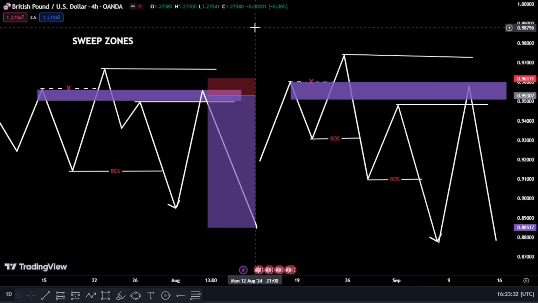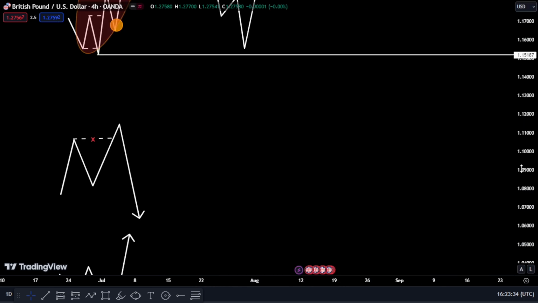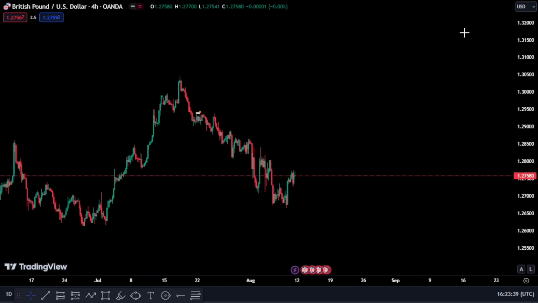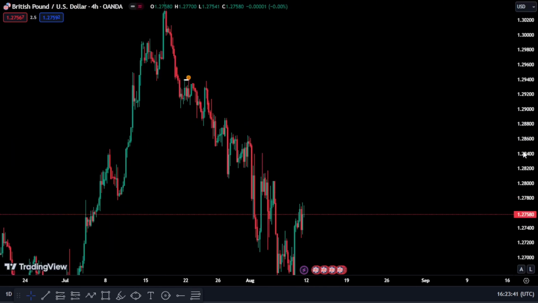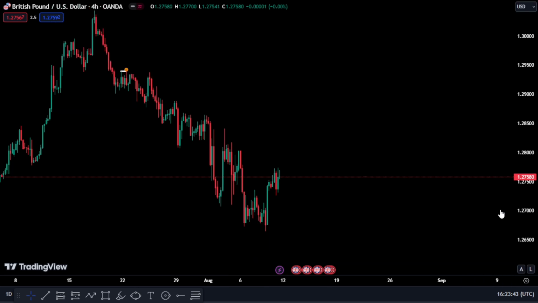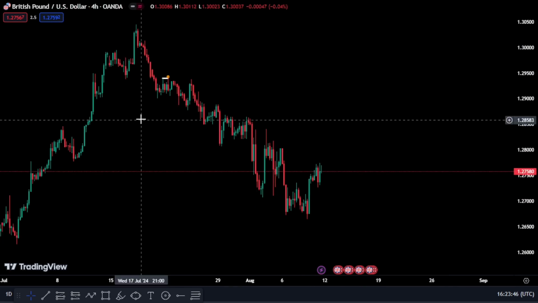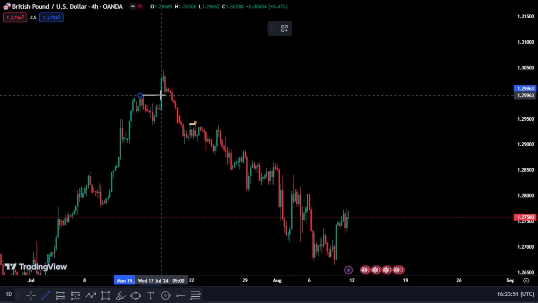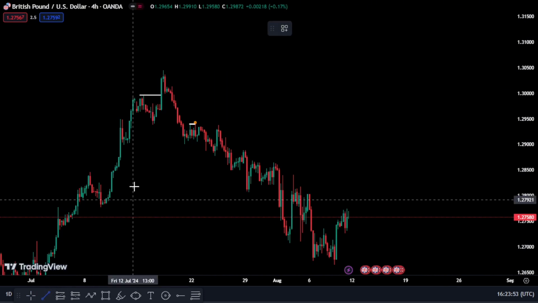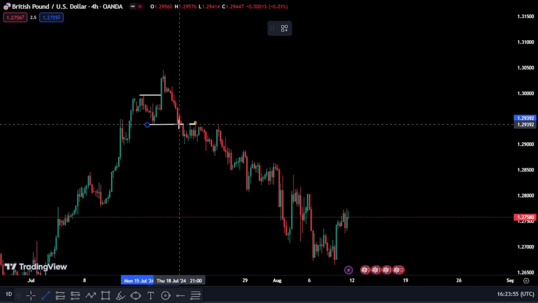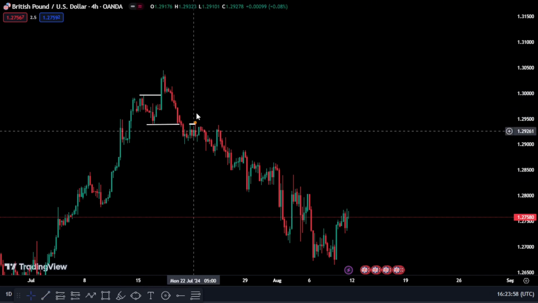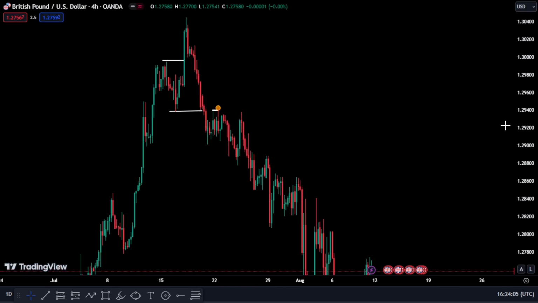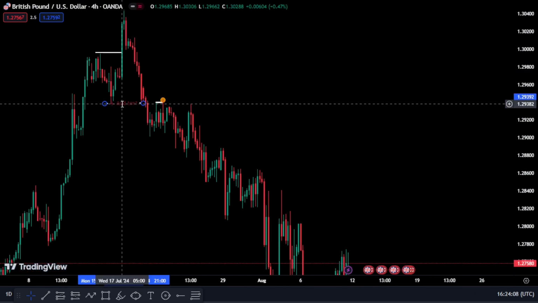So now let's look at some live examples, fam. As you can clearly see, this is the GBP USD chart. Looking at this here, you can clearly see that there's a sweep of liquidity, and then there's a break of structure to the downside. Already that should tell you that we have a trend to the downside.